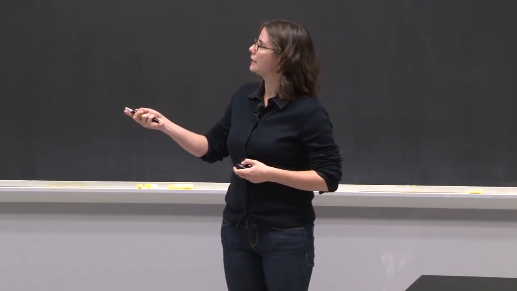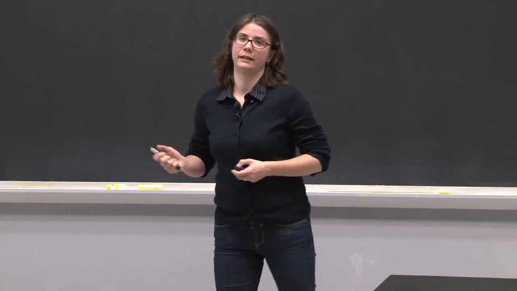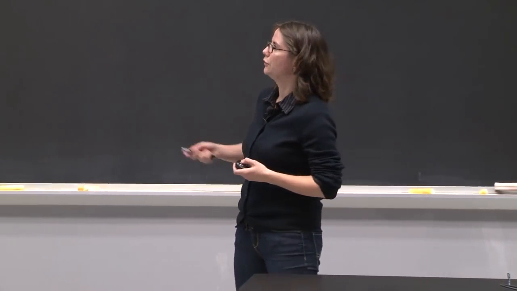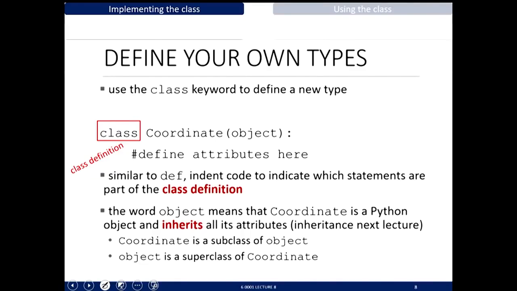So the way we do that is we have to define a class. So we have to tell Python, hey, I'm defining my own object type. So you do that with this class keyword. So you say class. Then you say the name of your type. In this case, we're creating a type called coordinate. Just like we had type list, type string, and so on, this is going to be a type called coordinate.